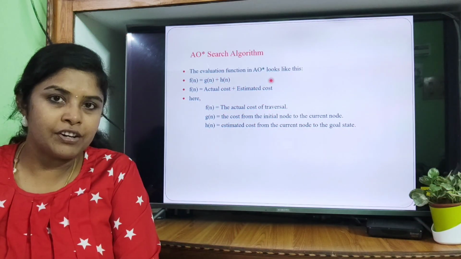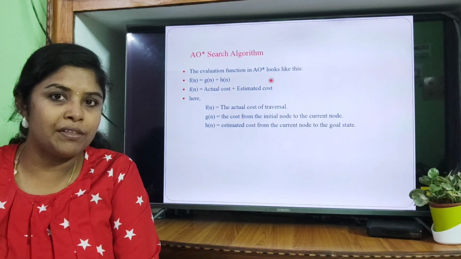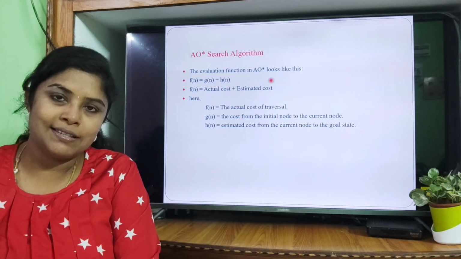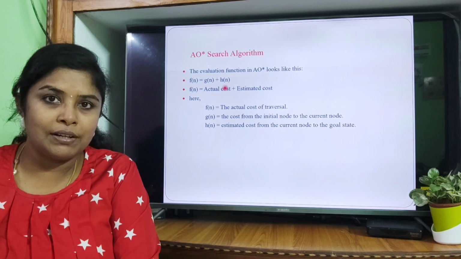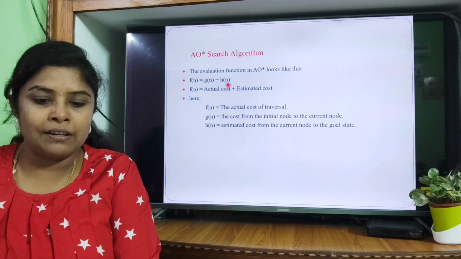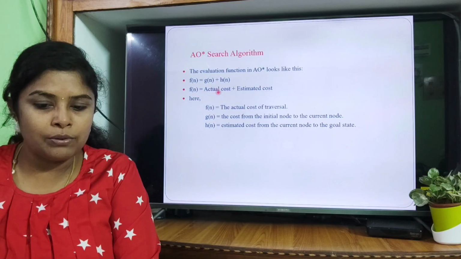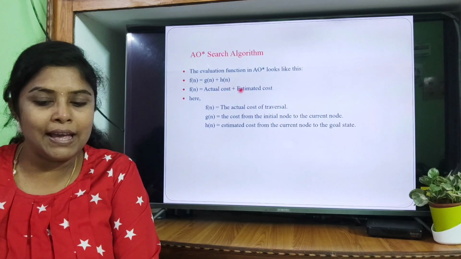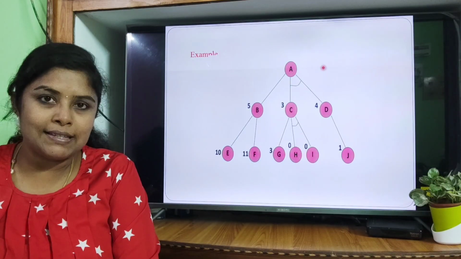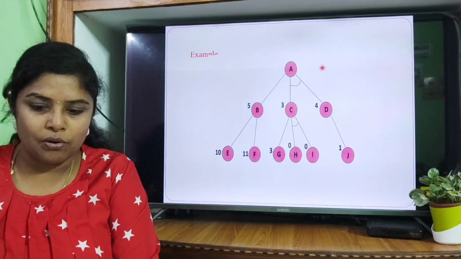The evaluation function for AO star algorithm is also the same as A star algorithm. We will compute using f of n is equal to g of n plus h of n, where g of n is the actual cost and h of n is the heuristic or estimated cost. Now let us see one example of AO star algorithm.